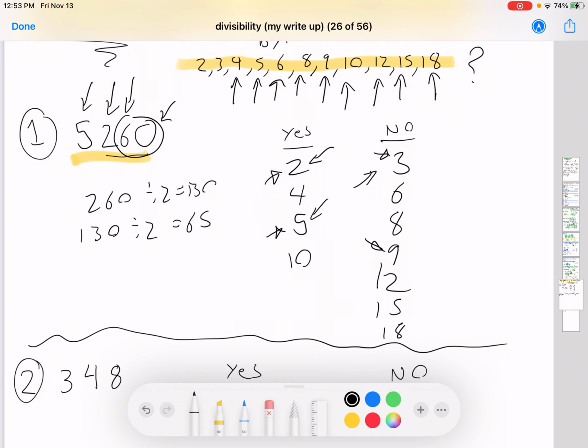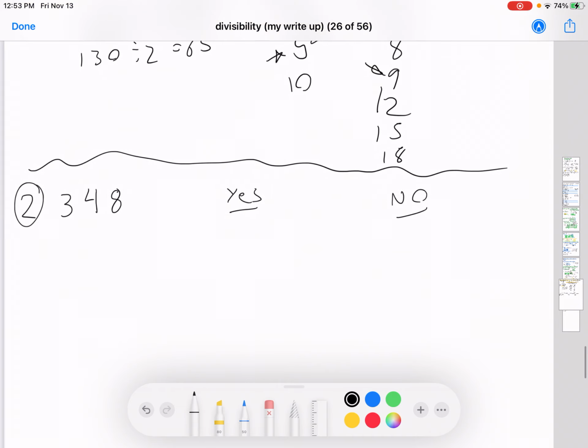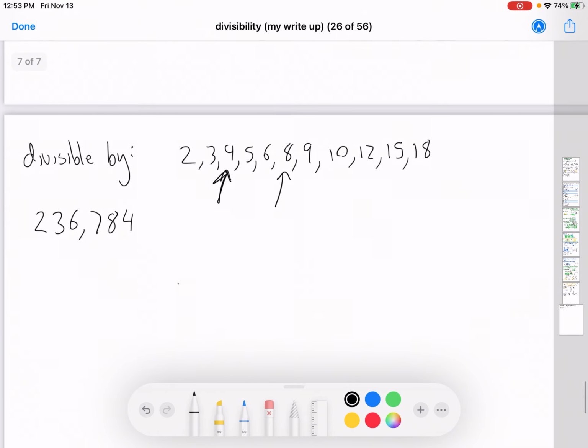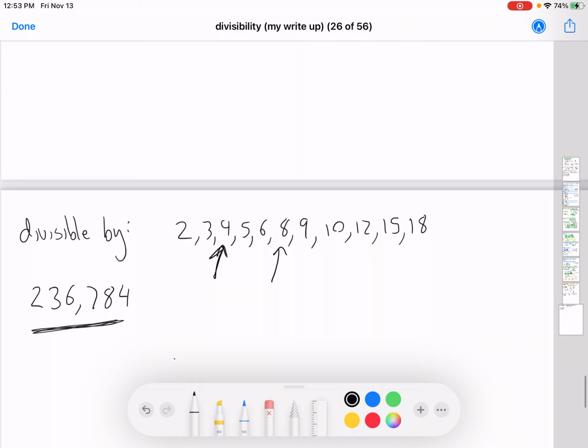All right, now, in the write-up of this, I'm going to put in the next ones just for the sake of time. We're supposed to check this number and this number to see which ones they're divisible by, and I will let you go ahead and try those and then check your answers in the write-up. And that is it for this video.